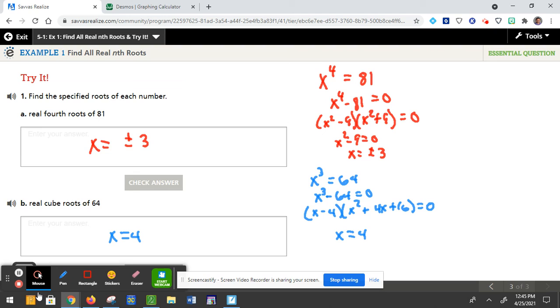So with the first part here, part A, I factored, and I got x is equal to plus or minus 3. The other two roots would be imaginary. They'd be plus or minus i root 3 if you actually solved them. And then for part B, I factored and got x is equal to 4. The other two roots would be imaginary if you did the quadratic formula with x squared plus 4x plus 16. All right, so why don't we try example 2.